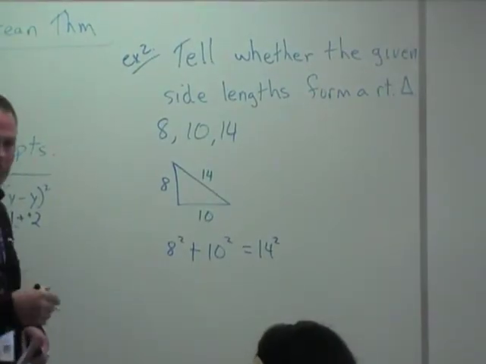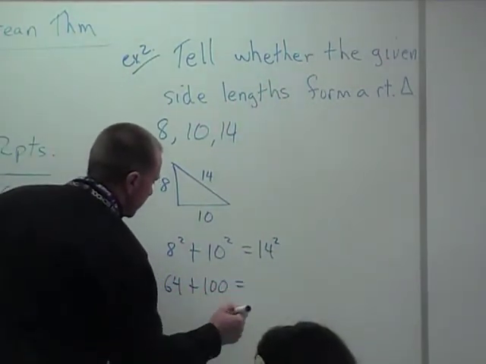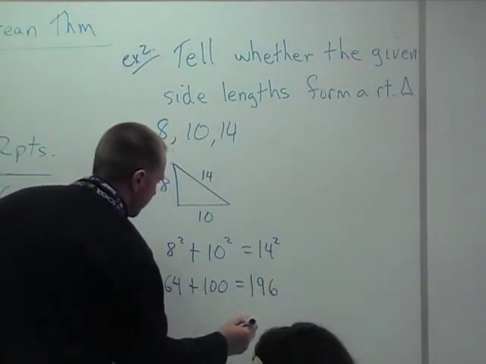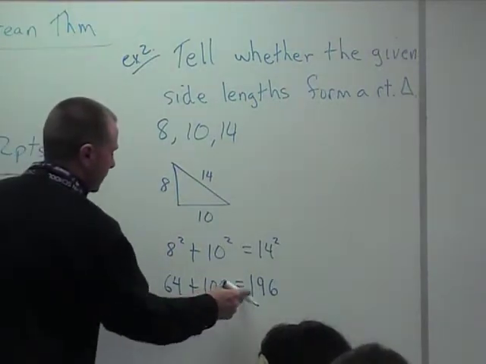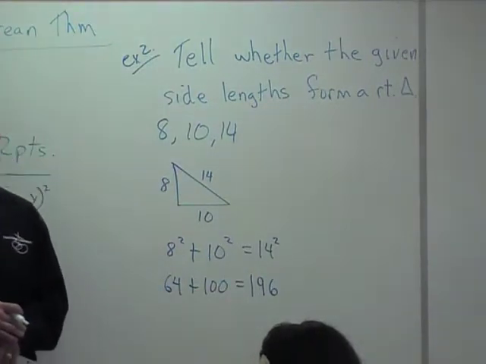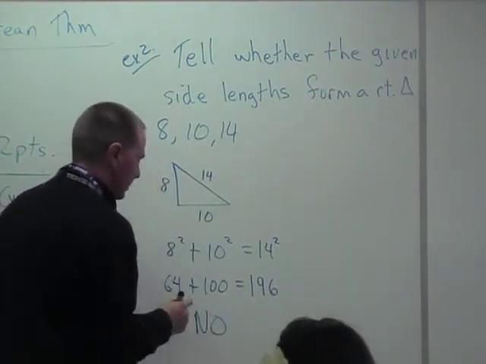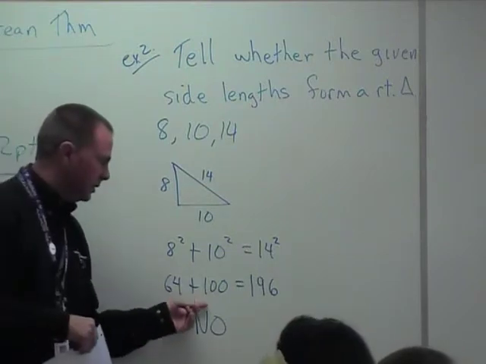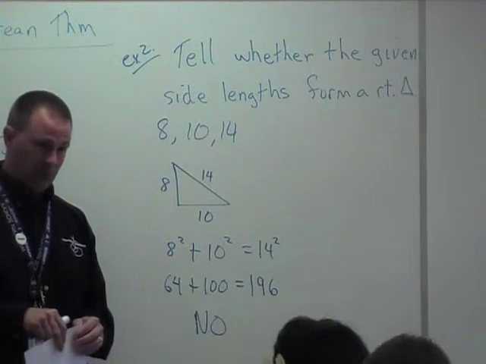All right, so what's 8 squared? 64. What's 10 squared? 100. And what is 14 squared? 196. Does 64 plus 100 equal 196? No. That's 164, and 164 does not equal 196. Therefore, a squared plus b squared does not equal c squared.